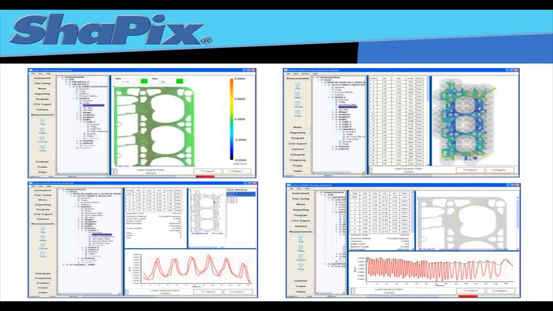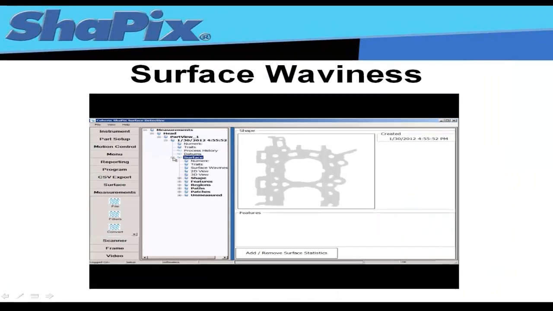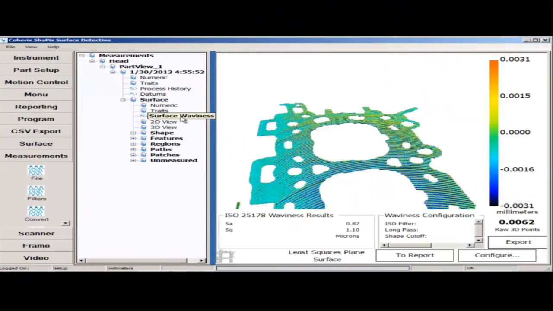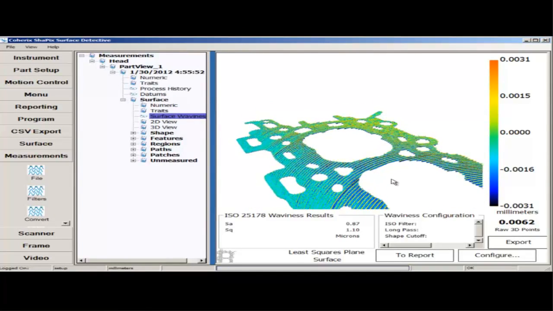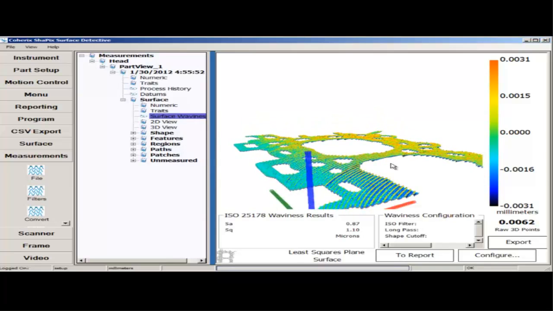Shapex is able to measure waviness across the entire part surface and provides several different waviness statistics after a measurement is complete. Surface waviness provides a 2D visual look at the surface after it has been filtered with a waviness filter. Here, the image shows the complete surface, and it shows the area where the waviness is high.